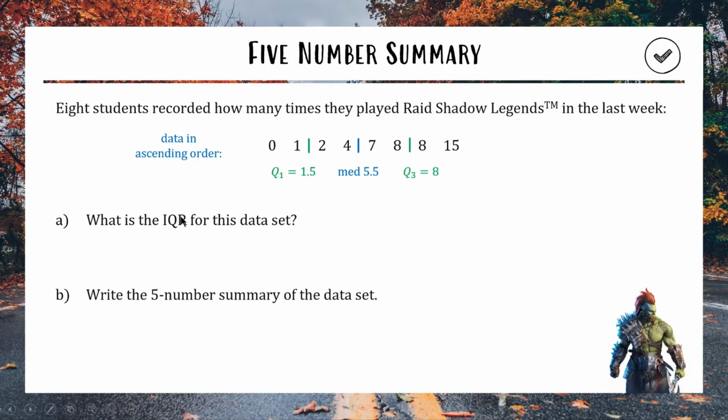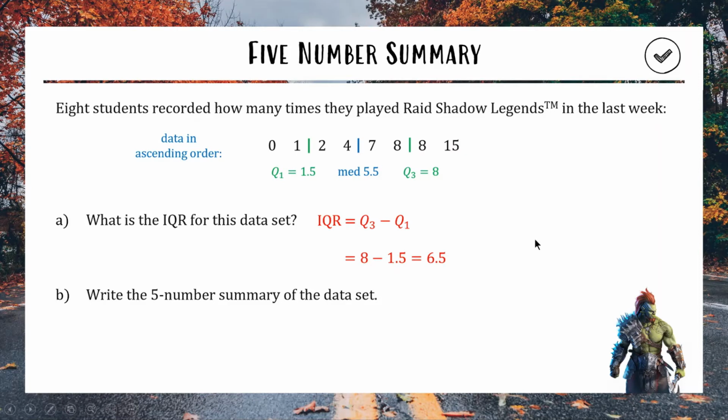Okay, so our interquartile range is how far from 1.5 up to 8. So we can do 8 take away 1.5, Q3 take away Q1, and we get 6.5 as our interquartile range. So the middle 50% of our data is going across 6.5 numbers.